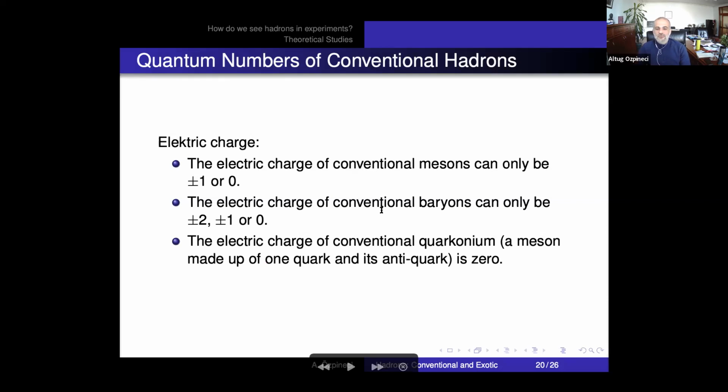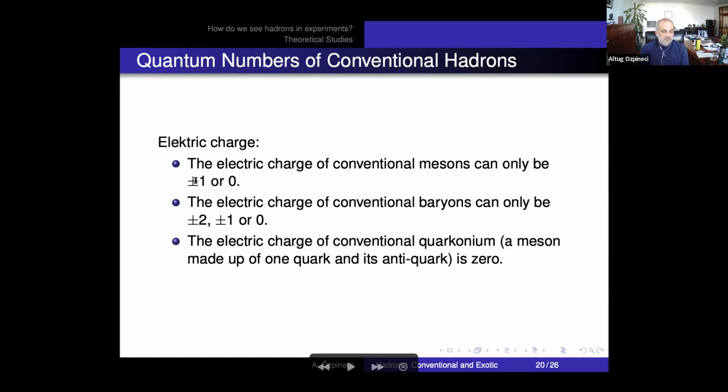Okay, one of the quantum numbers we can use to separate conventional hadrons from non-conventional ones is the electric charge. If you consider a conventional meson, it is a quark and an antiquark. The quarks have charges plus or minus 2/3 or plus or minus 1/3. So if you just bring a quark and an antiquark together, the only possible charges are plus or minus 1 or 0. So if you ever observe a meson with a charge of plus 2, let's say, then you are definitely sure that it is a non-conventional meson. Well, the same thing holds for the baryon. So if you observe a baryon which has a charge larger than 2, then you are definitely sure that it's not a conventional baryon.